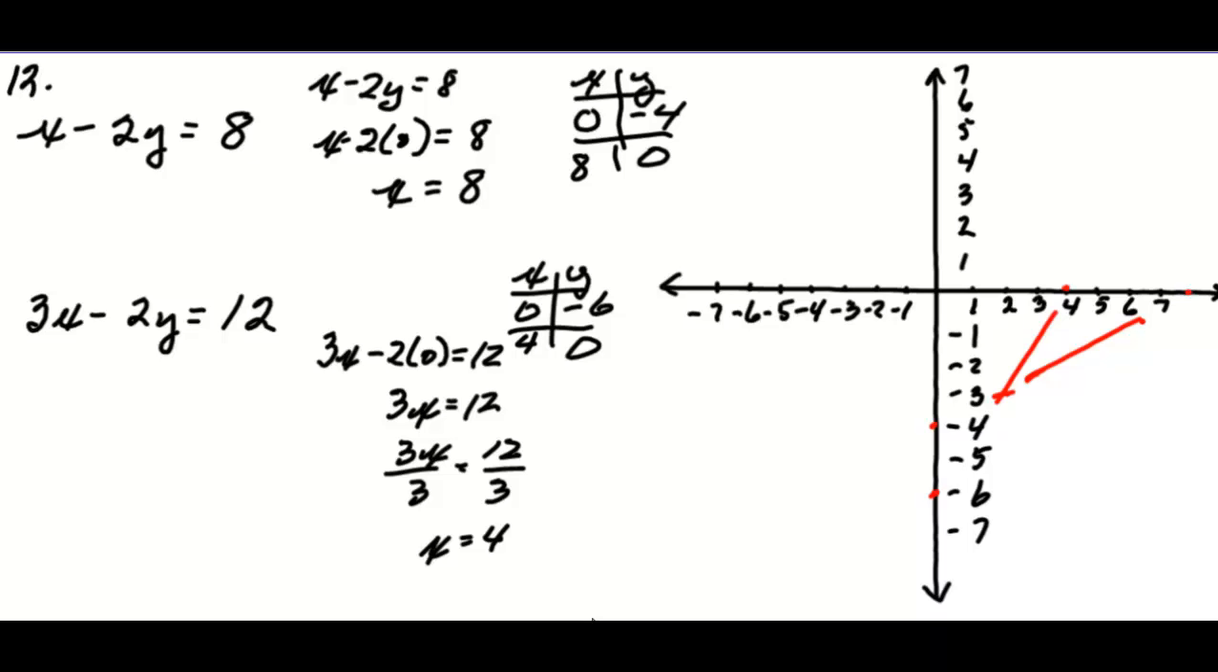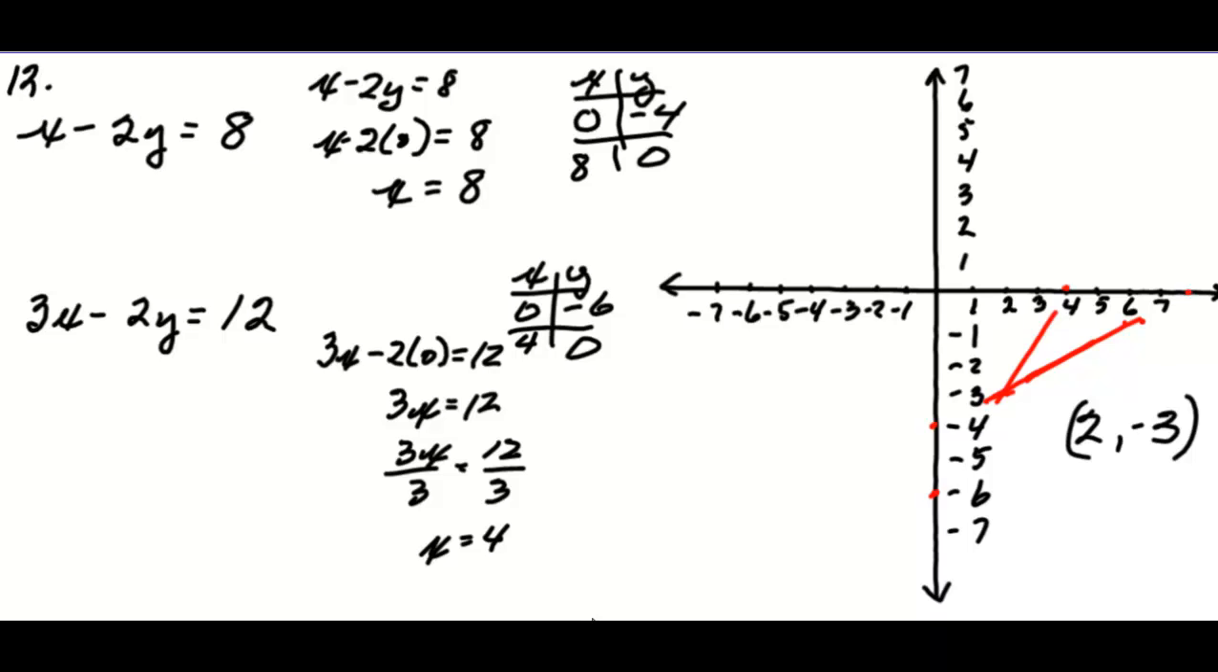Now, if we draw a straight line between those two, we'll get something like this. And now, where those two intersect, that point we have to read on our graph. According to the book, that point happens to be x is 2, and that looks pretty close, and y is negative 3. That's the solution for both equations.